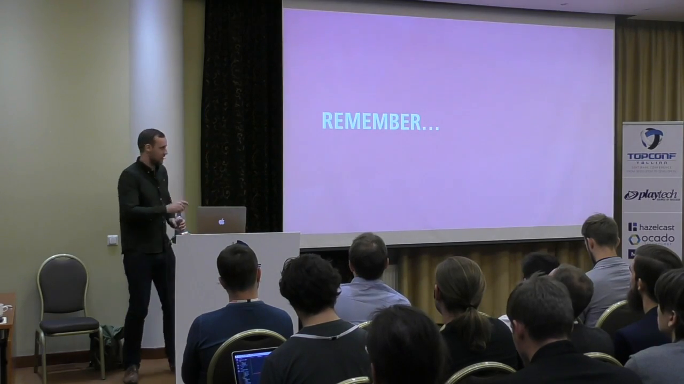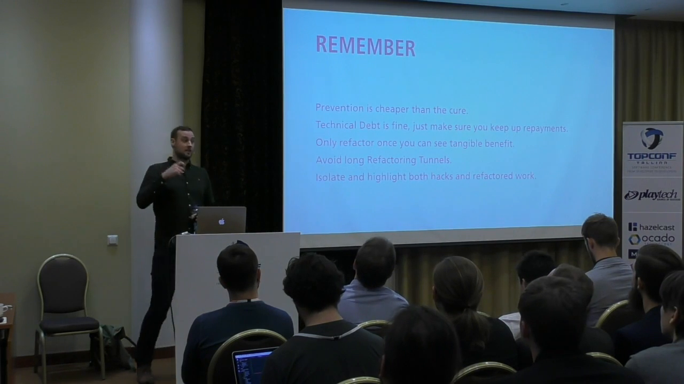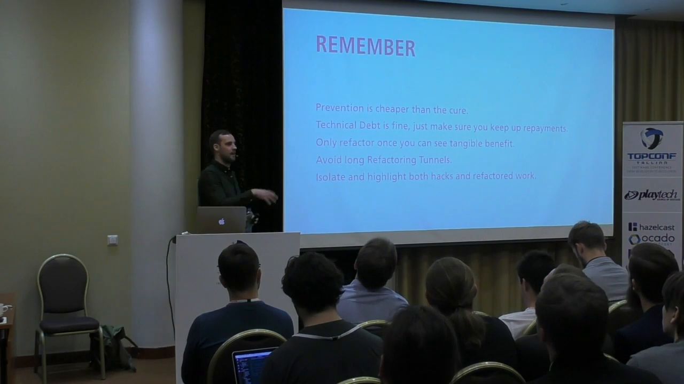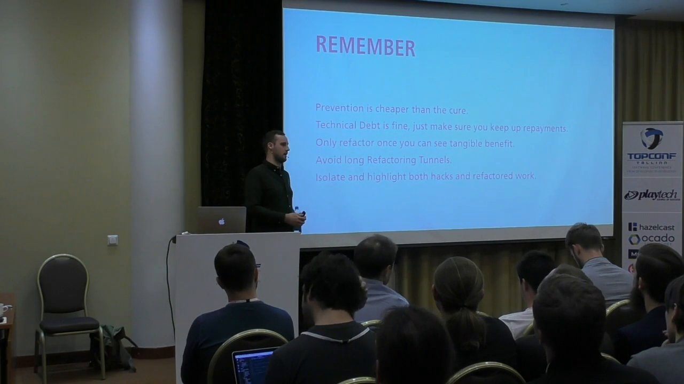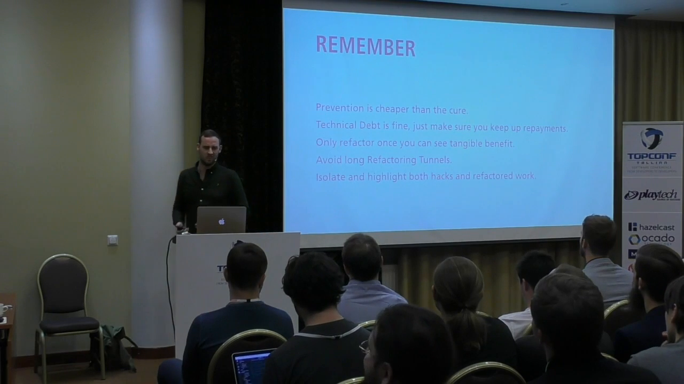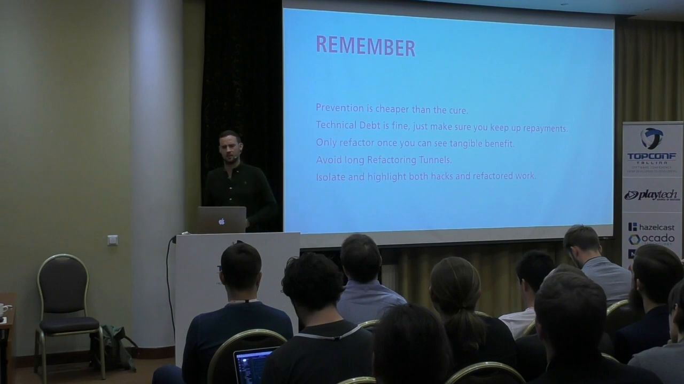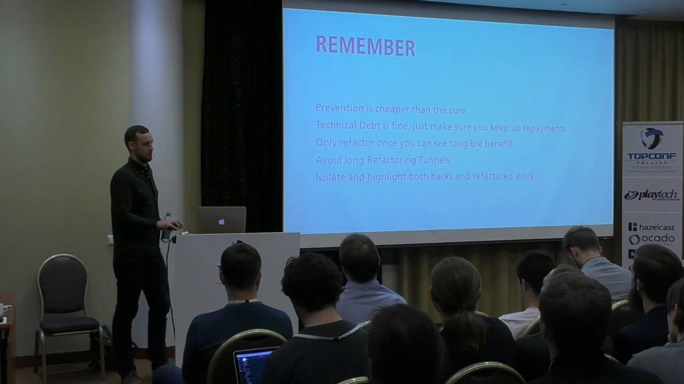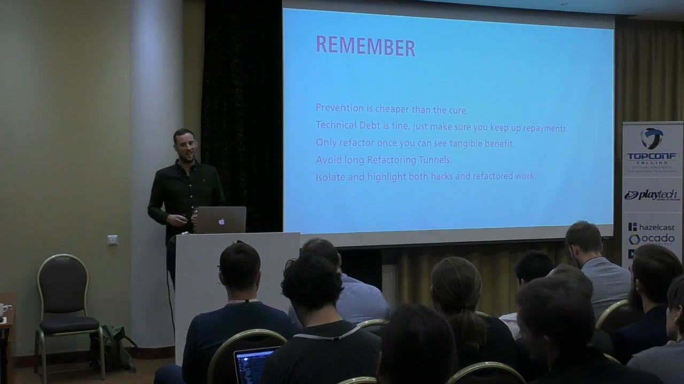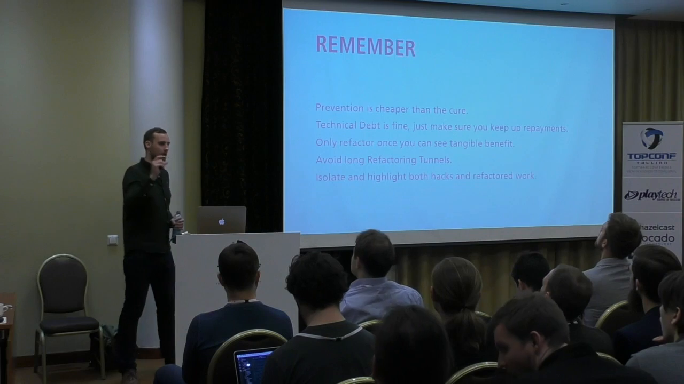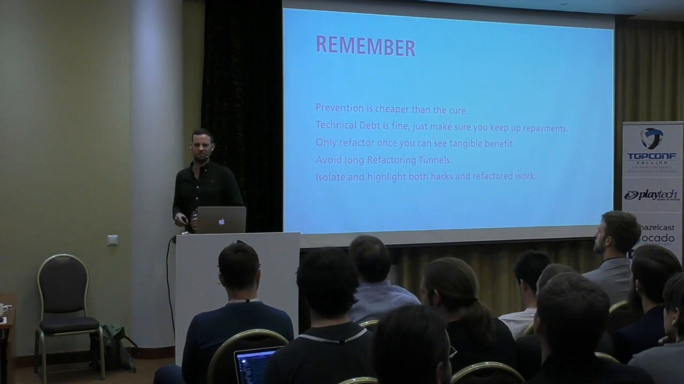Okay, so really, I'm starting to wrap up now. Remember that prevention is cheaper than the cure. Try and fix things as soon as they happen. Inflate your estimates by half a day every time. You think it's going to take a day to build, tell your project manager a day and a half. Spend that half a day tidying stuff up. Technical debt is fine. It's a business decision. Just remember you have to keep up your repayments. Only refactor when you can see really tangible benefit to doing so. Avoid long refactoring tunnels, and isolate and highlight both your hacky code and your refactored code. You don't want people solving the same problem twice.